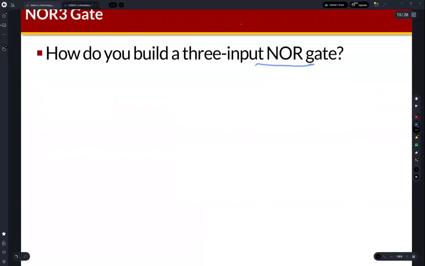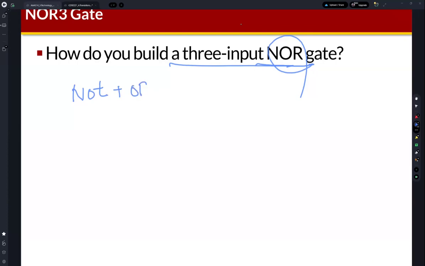Okay, then how about the node? It's a 3 input. So as you can see, this is N, it's N plus 1. Okay.